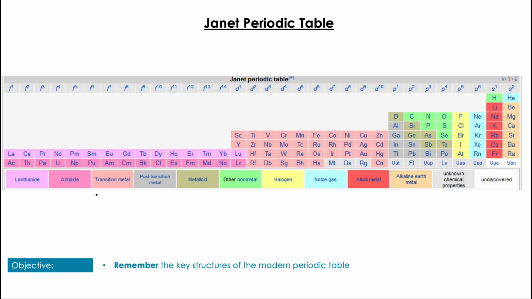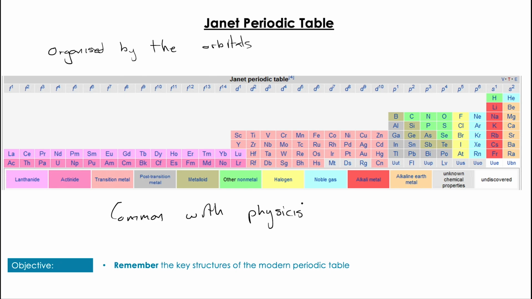The Janet periodic table specifically organizes the elements by how full each of their atomic orbitals is, and this is commonly used by physicists, still organized with the same grouping as in the traditional periodic table, however.